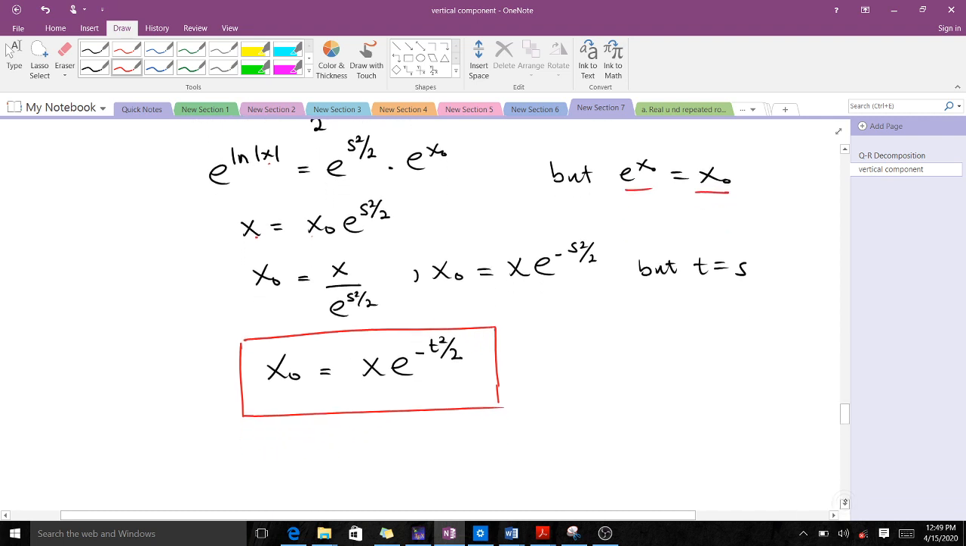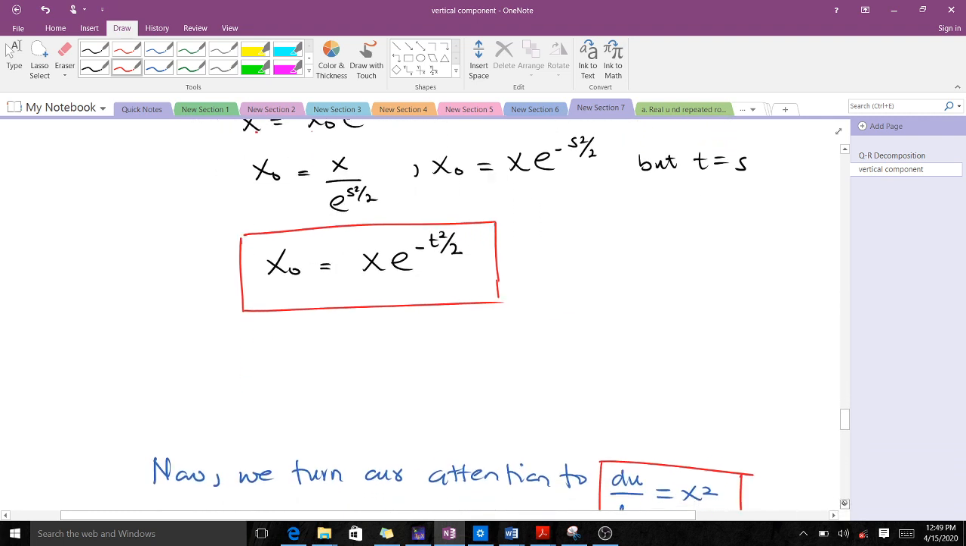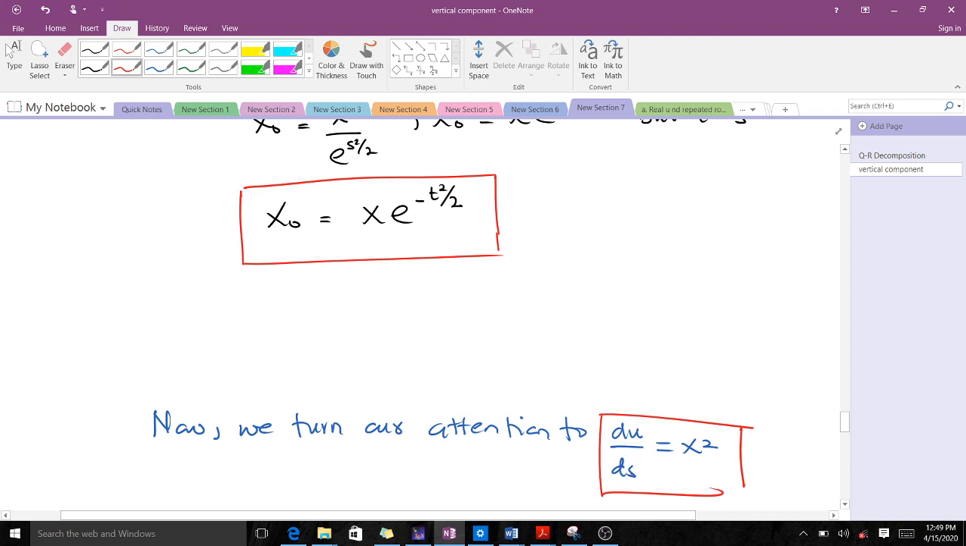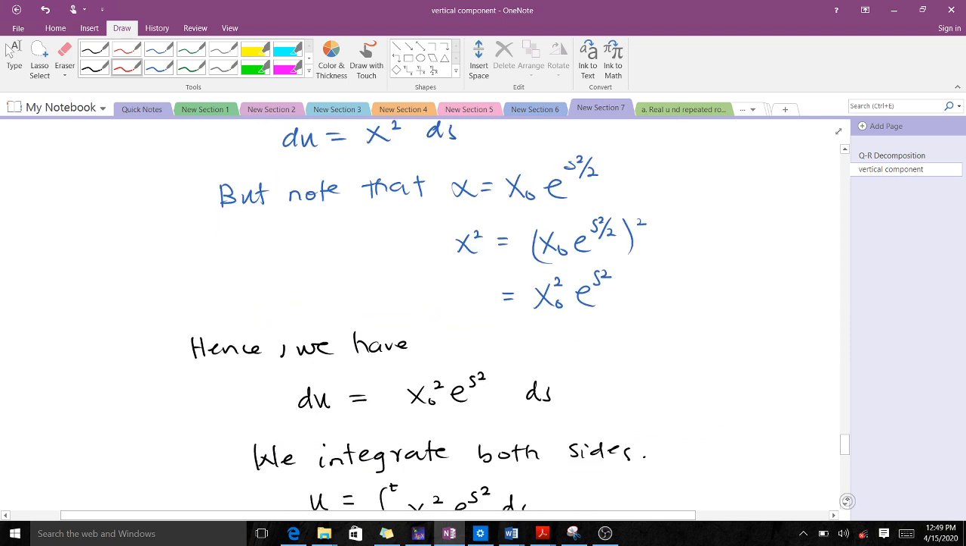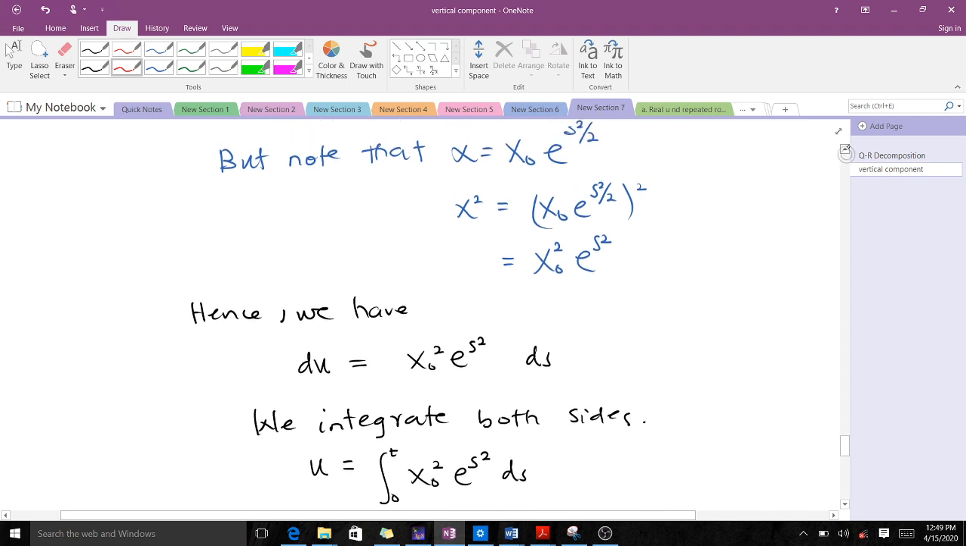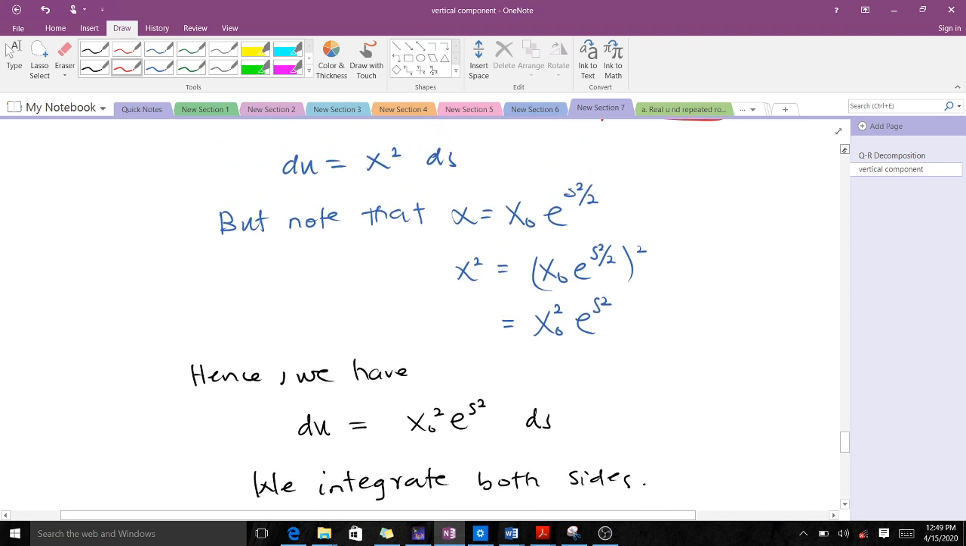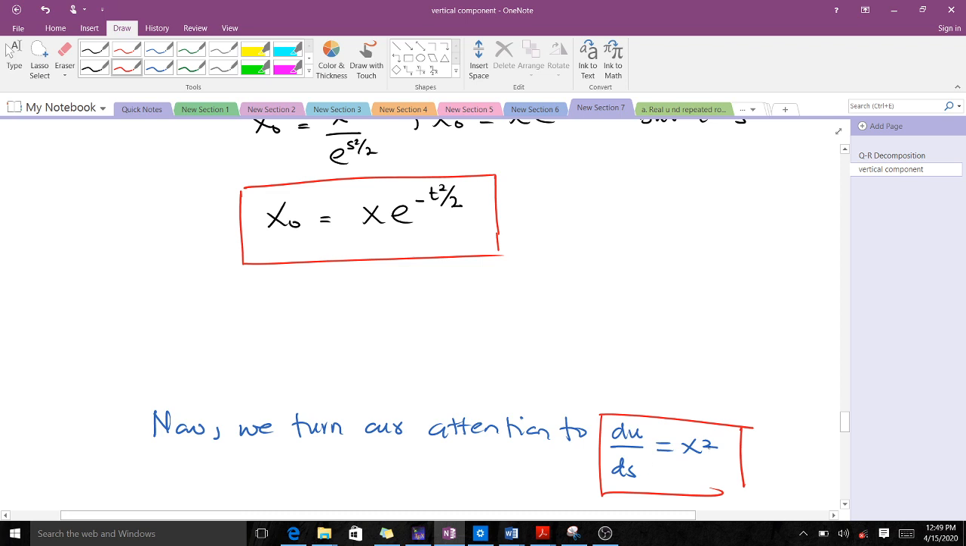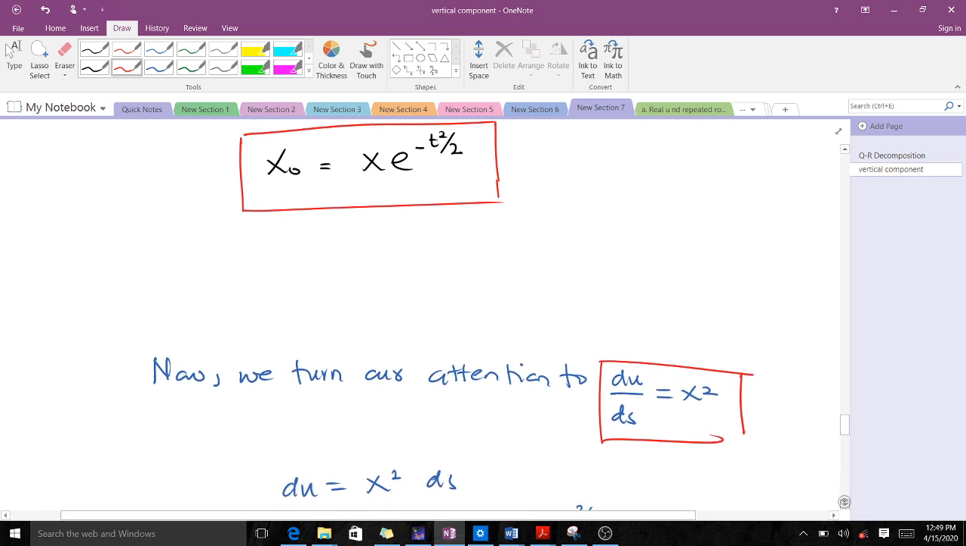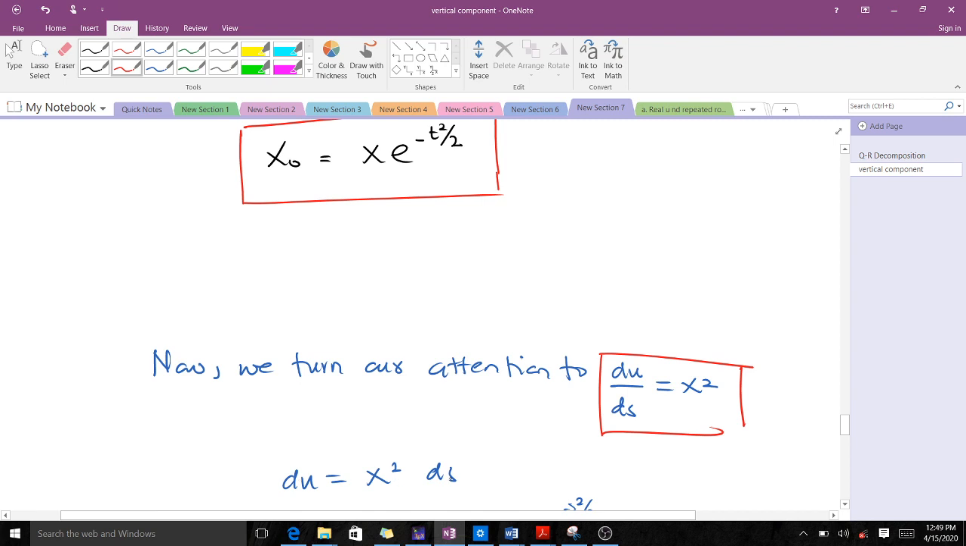So now let's turn our attention to du/ds equals x squared. Realize that with du/ds equals x squared, we can decide to multiply through by ds, and when we do that, we are going to end up with du equal to x squared ds.